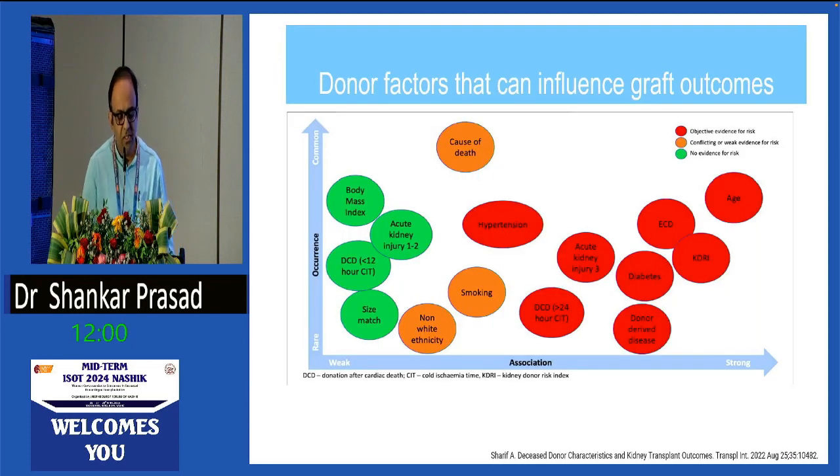If you look at the donor factors that can influence graft outcomes in our cadaver transplants, the ones in red are those with objective evidence of risk, like either diabetes or hypertension. So both hypertension and diabetes, which I am going to talk about, have some evidence to say that graft survival and patient survival may not be as good compared to a standard criteria donor.